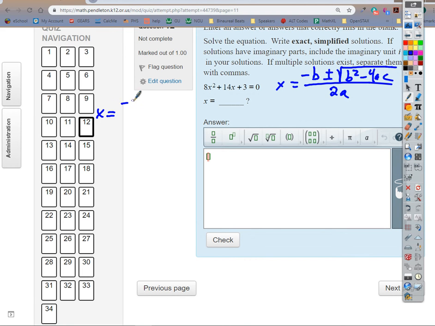So we get x equals negative b, which would be negative 14, plus or minus the square root of, what's 14 squared? 196. Minus 4 times a times c. Well, 4 times a times c is 4 times 8 times 3. How about if we did 4 times 3 is 12 times 8 is what? 96, what do you know? Divided by 16.